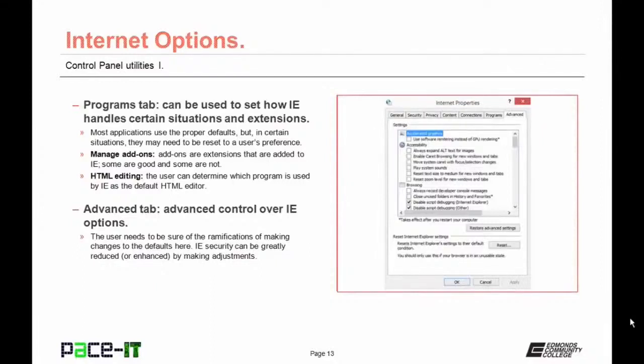The last tab is the Advanced tab. This allows for advanced control over Internet Explorer options. You need to be sure of the ramifications before changing defaults here. Internet Explorer security can be greatly reduced or enhanced by making adjustments here.